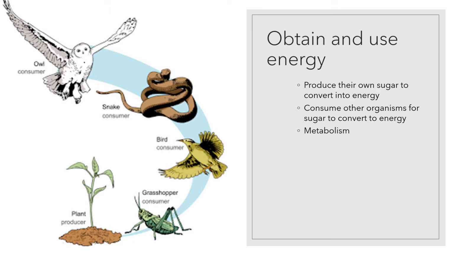So in this image, the bird might eat the grasshopper. Again, the bird can't make its own sugar, it needs to eat the grasshoppers for sugar, which then it uses its mitochondria to convert that sugar into ATP. So it kind of goes throughout the chain like that.